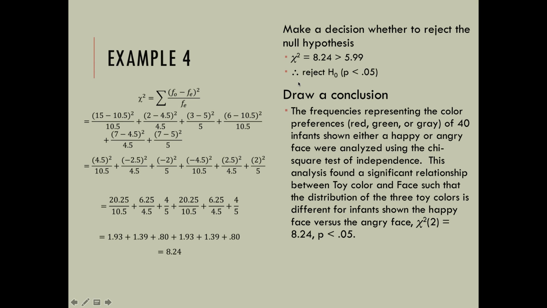So we're saying that there is a relationship between the colored toy they picked and which face they saw. Here it's written out in a really long sentence, but that's basically what it's saying: depending upon which face they saw, they may have chosen a different colored toy. And then our values are listed here. Again, the chi-square with the degrees of freedom in parentheses is equal to the value of the chi-square we found. And then since this value is greater than our critical value, the p-value is less than 0.05.